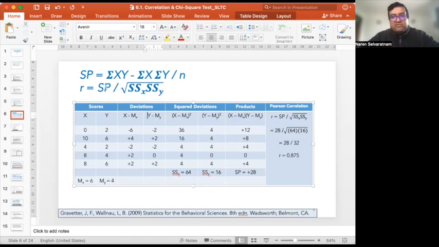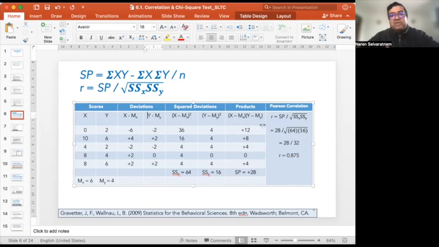Now we need to have our sum of products. So sum of products would be x minus mx times y minus my. X minus mx is here times y minus my. So negative 6 into negative 2 is plus 12. 4 into 2, 8. 2 into 2 negatives both, so plus 4. Again, 2 into 0 is 0. 2 into 2 is 4. And you add these guys up, your number is going to be 28. So sum of products is going to be 28.